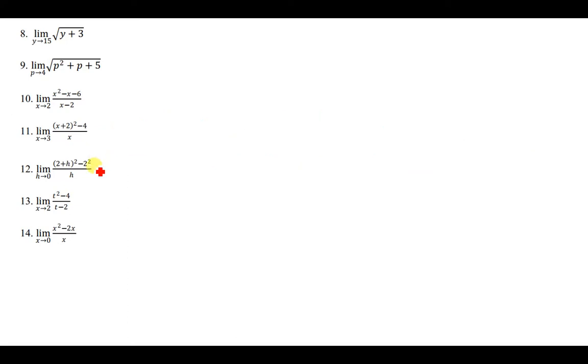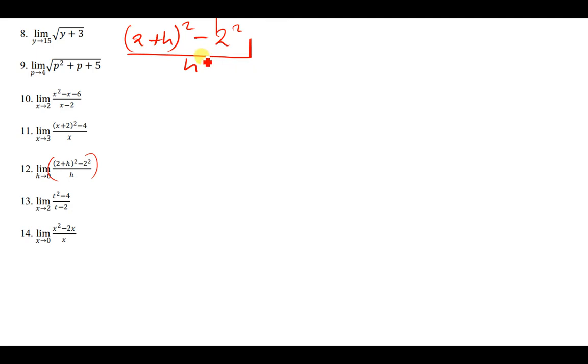Okay, so we also move on to this other one. So what happens if we replace h with 0 in the denominator? We discover that the answer will be undefined. So to solve this, let us first simplify this expression. So we have (2 plus h) squared minus 2 squared, then everything over h.